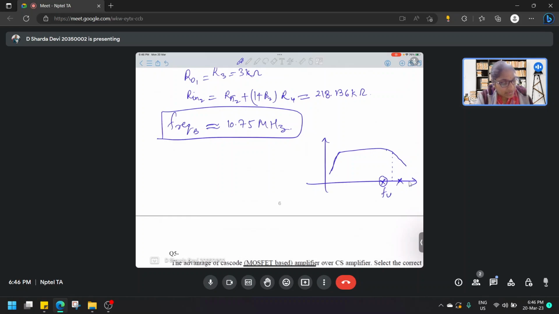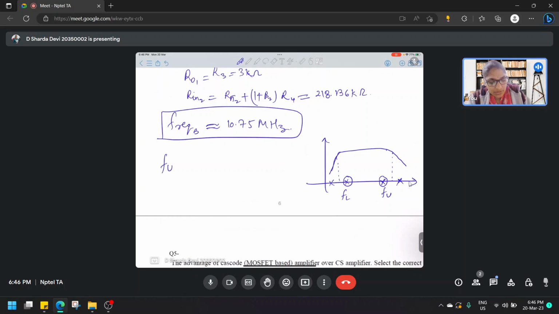Now in the same terms, if I had to calculate the lower cutoff frequency and I had two poles, one appearing here, one appearing here, which will define my lower cutoff frequency? It is actually this pole which will define the lower cutoff frequency. So for lower cutoff frequency, it is the maximum of the two, and for upper cutoff frequency, it will be the minimum of the two.